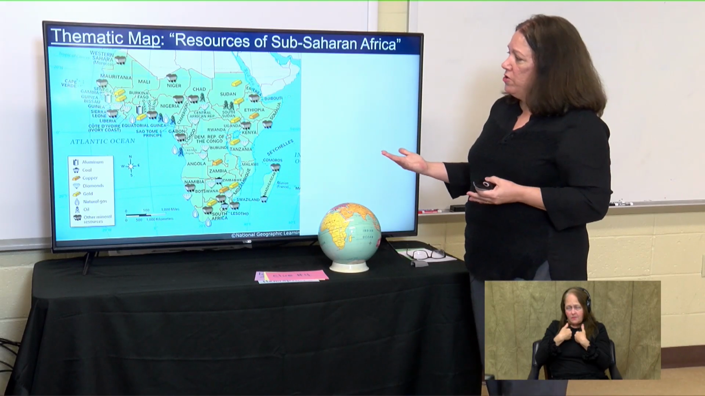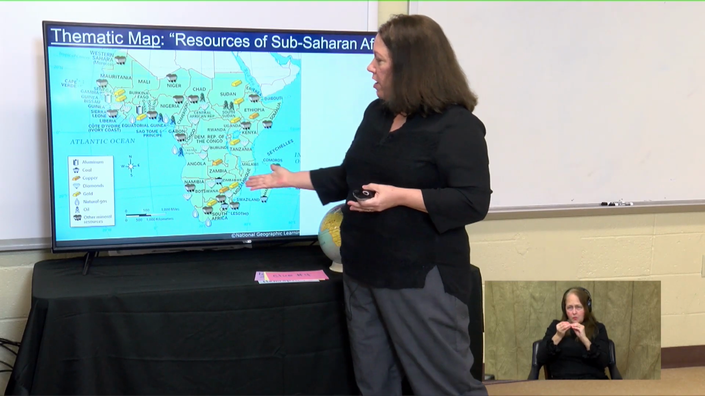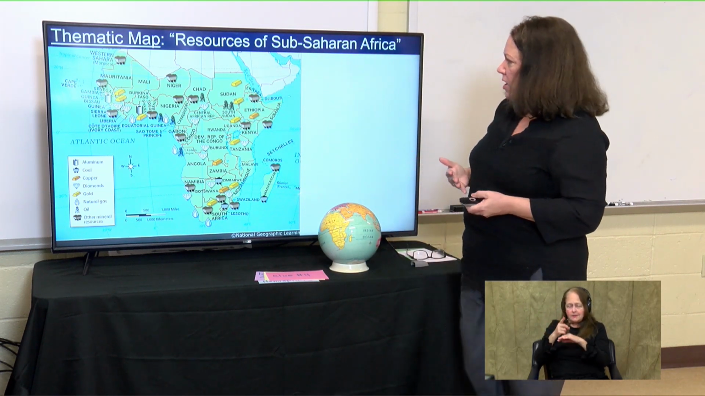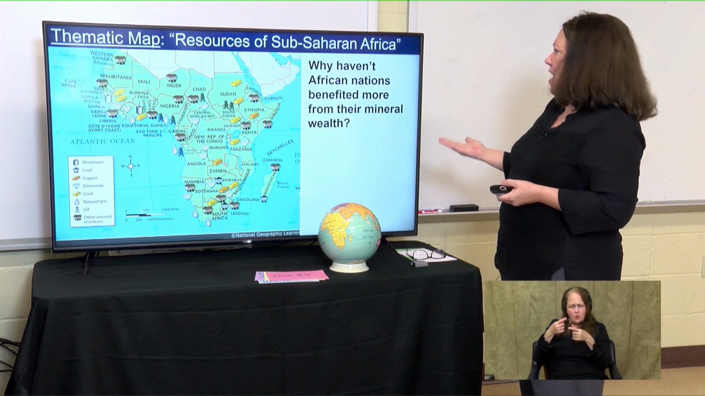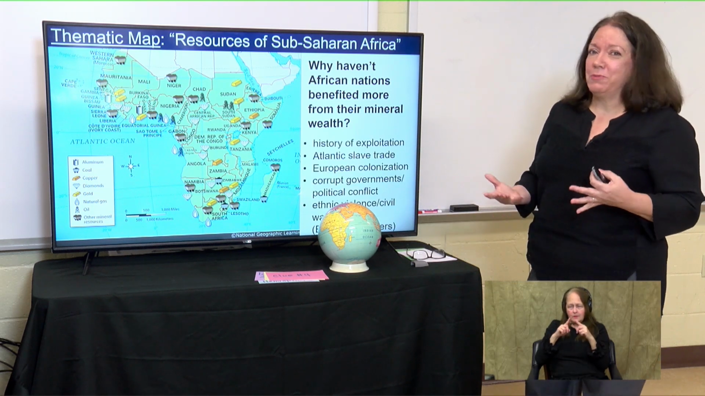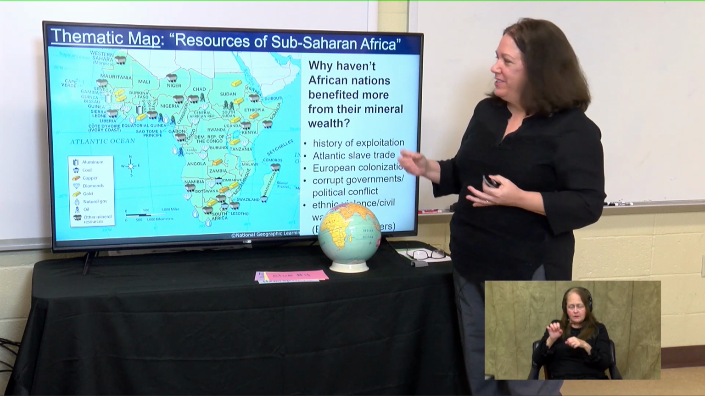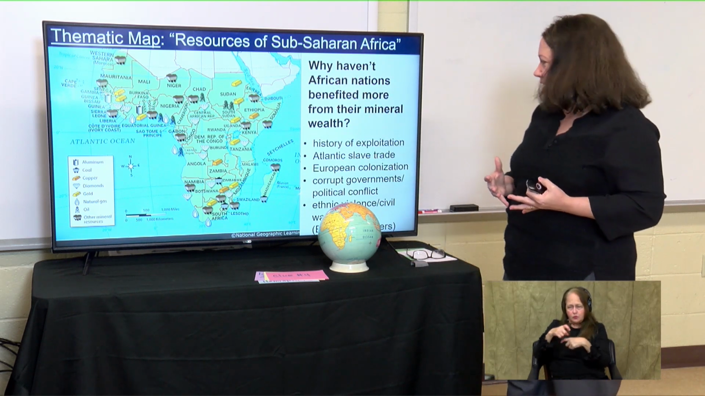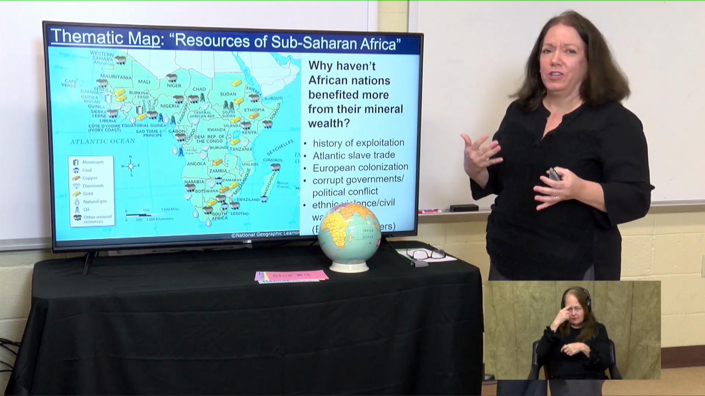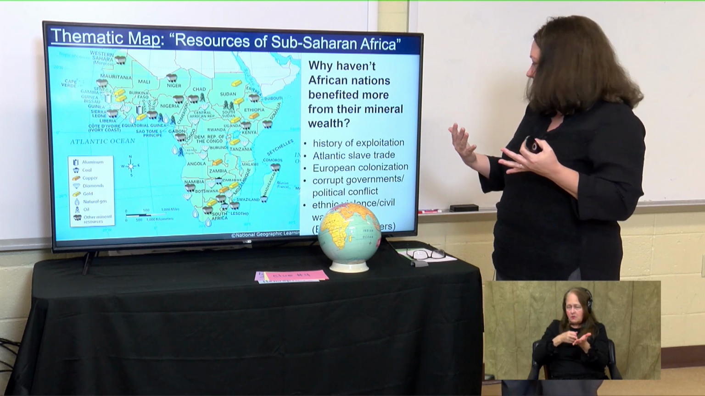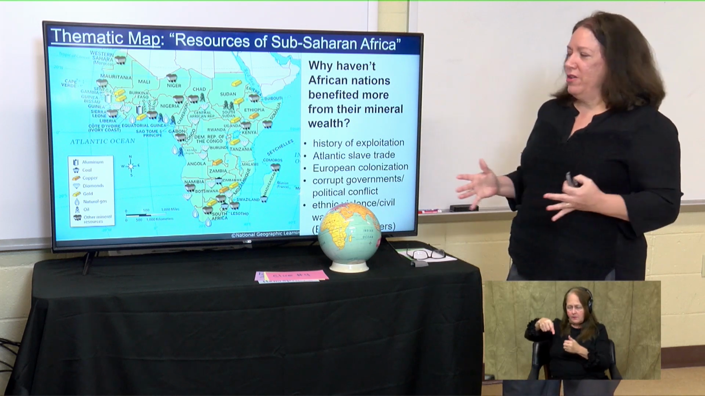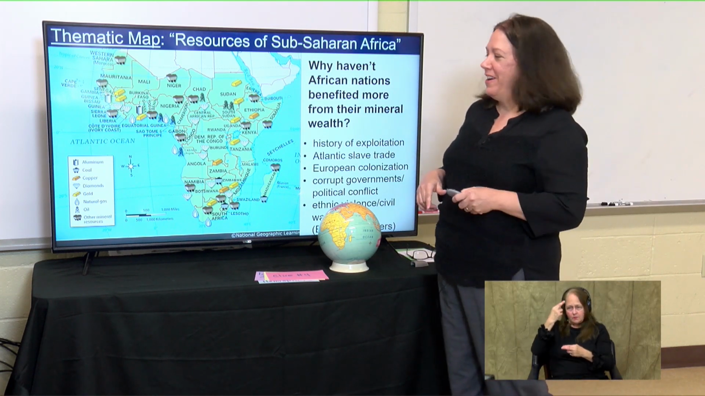This resource map shows you the variety of natural resources, from aluminum, coal, diamonds, and gold. So what explains why African nations haven't benefited more from this mineral wealth? Well, the short answer: there's been a history of exploitation. The Atlantic slave trade decimated regions of Western Africa. European colonization, the scramble to take Africa for themselves, political conflict and corrupt governments, ethnic violence and civil war instability due to borders that European colonists drew. There's a whole wealth of reasons, and you're going to learn about that in 9th grade world history.